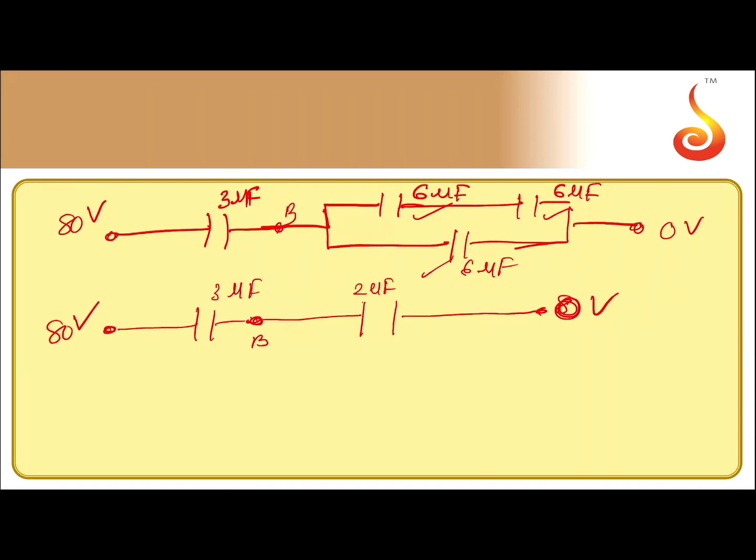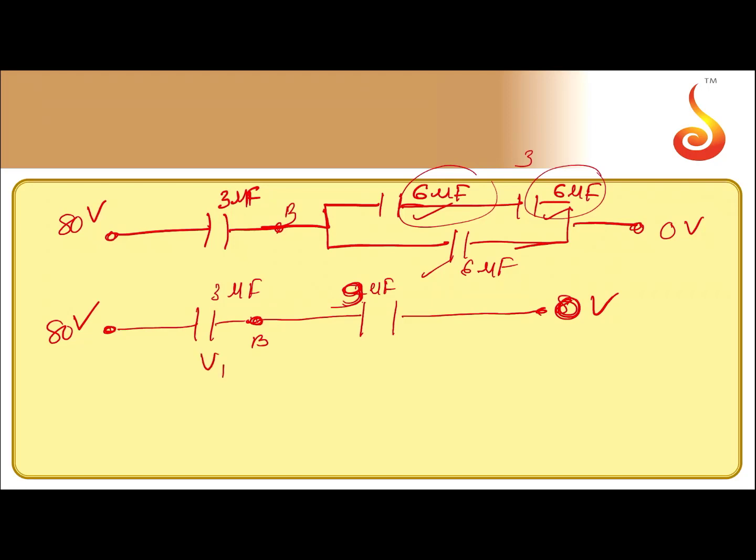Now, in series combination, potentials divide in the inverse ratio of the capacitances. So 80 volts should be divided in the ratio 2:3. Correct? So how do I do that? I'm sorry, this is not 2 microfarad, that is actually 9 microfarad, isn't it? So 6 and 6 in series gives you 3. 3 and 6 are in parallel. My fault, this is 9 microfarad.